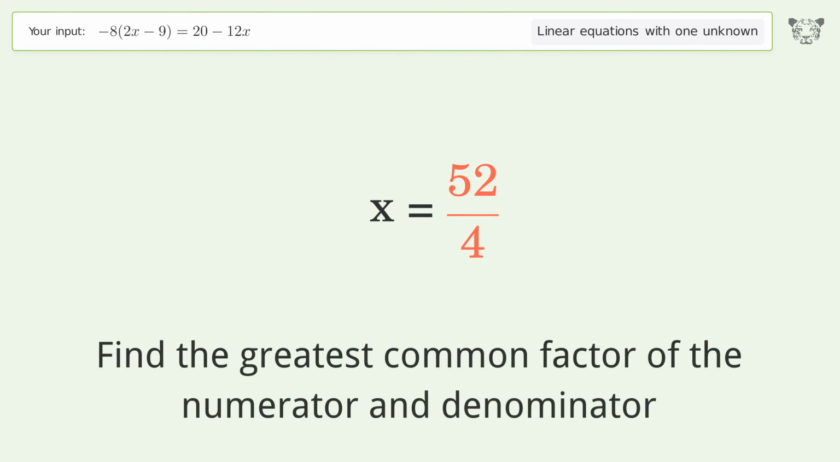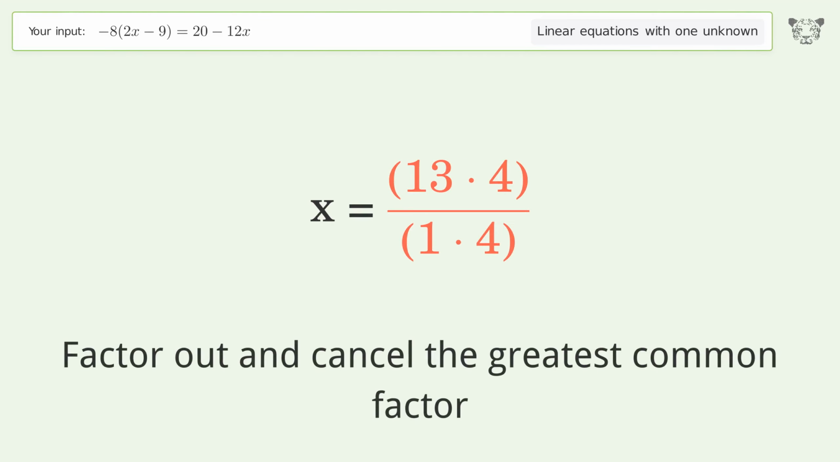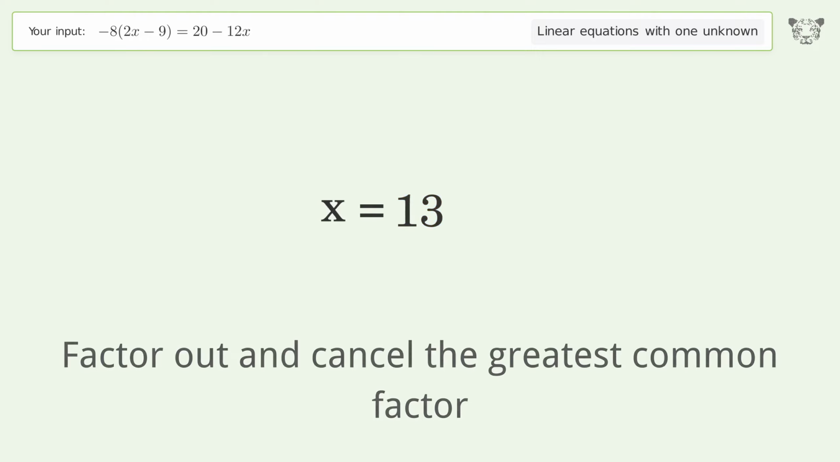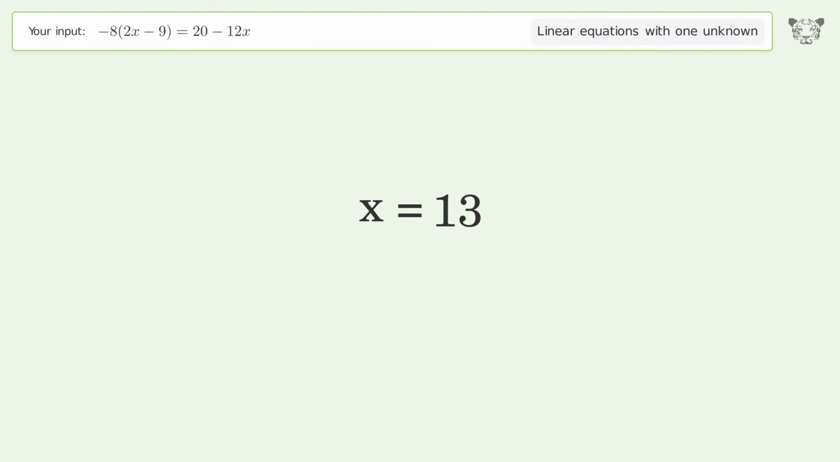Find the greatest common factor of the numerator and denominator. Factor out and cancel the greatest common factor. And so the final result is x equals 13.